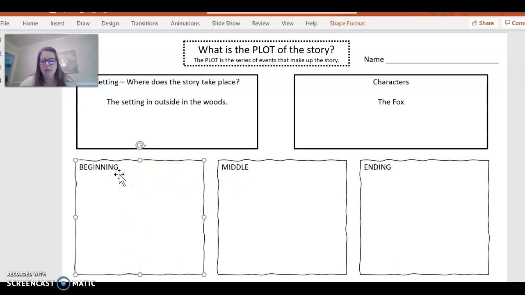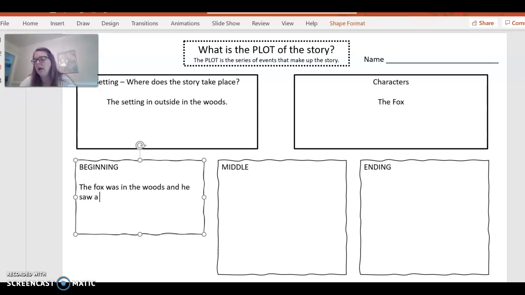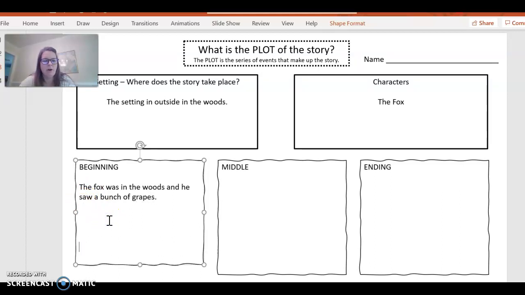What happened in the beginning of this story? So if I want to go back to my story and think about it, I want to say in the beginning, the fox was in the woods and he saw a bunch of grapes. Okay, so make sure you write that down on your graphic organizer. Remember, you can pause this video at any time to write down the information.